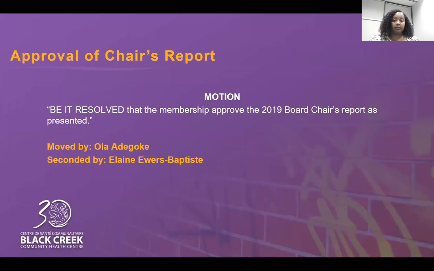Next slide. All right, so I will be putting forward the motion to approve my chair report. So be it resolved that the membership approve the 2019 board chair report as presented. This motion is being moved by Ola and seconded by Elaine. Any objections to this motion? Any abstain? Okay, motion passed. Next slide.